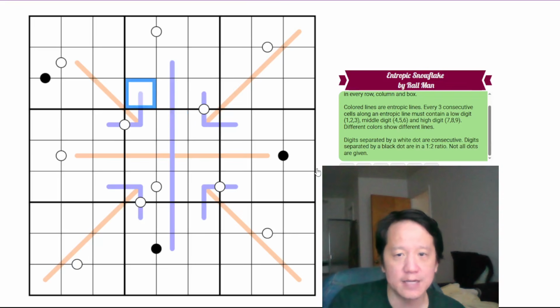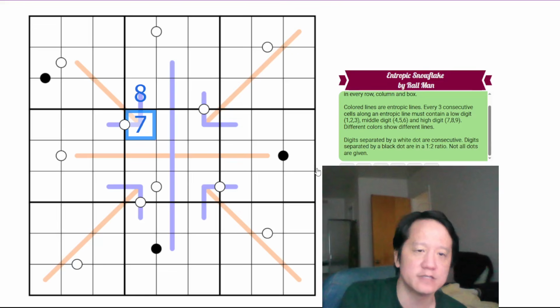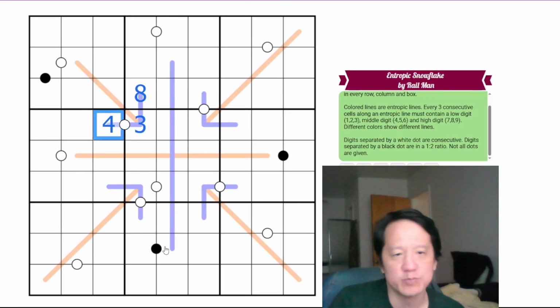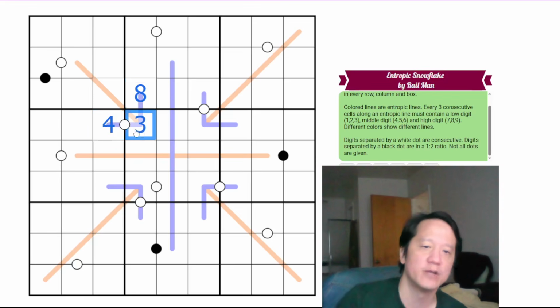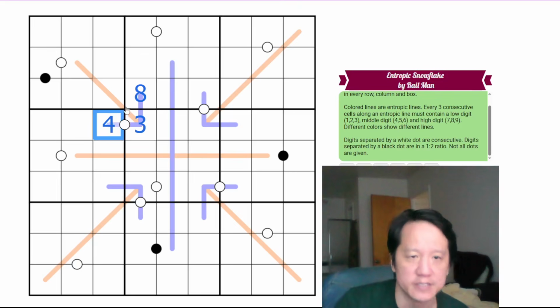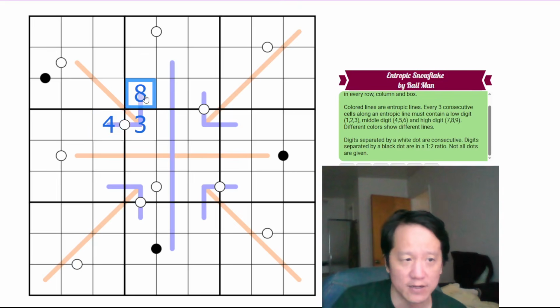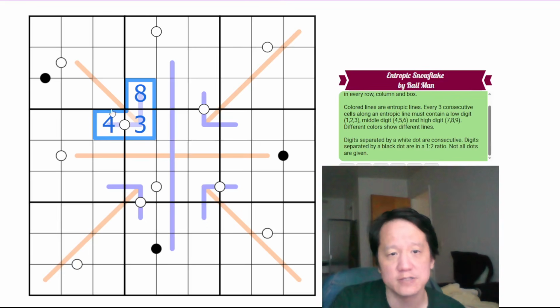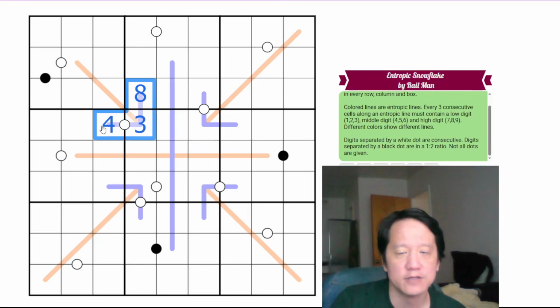So as an example, we could have something like 8, 3, and 4. And this would be valid because on this entropic line, we have a low digit, 3, a middle digit, 4, and a high digit, 8. Along this 3 cell span on this entropic line, we have one of each of the digits: a low, middle, and high digit.